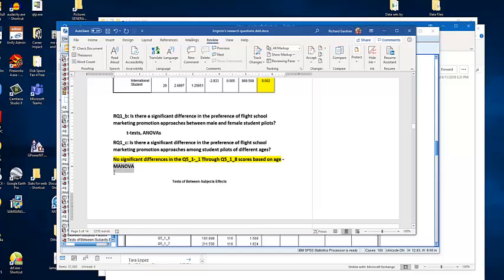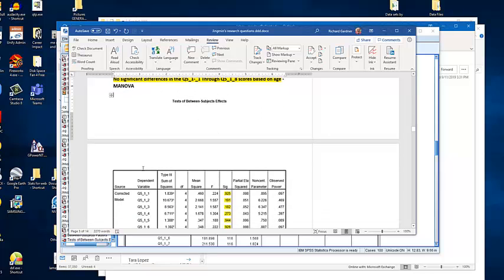Okay, MANOVA. This is what we did. So MANOVA. It should say it here somewhere, but let's just make sure that it says that.